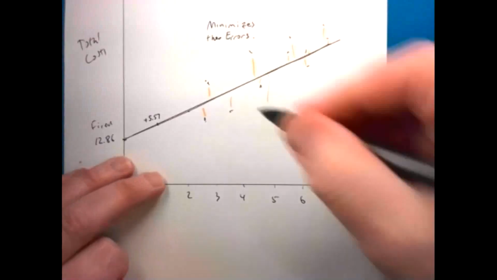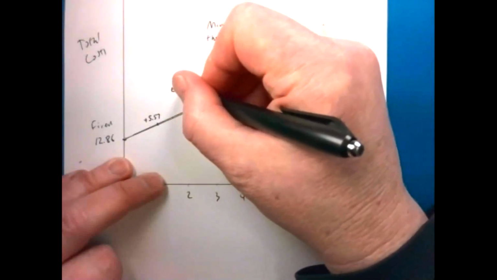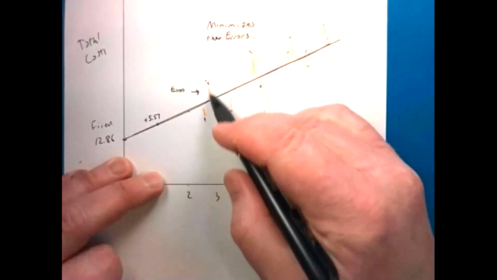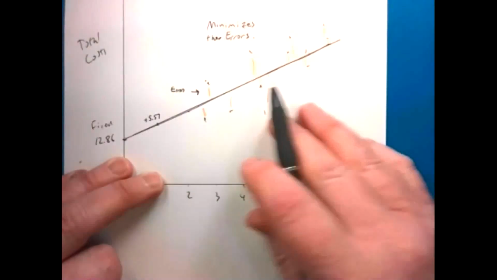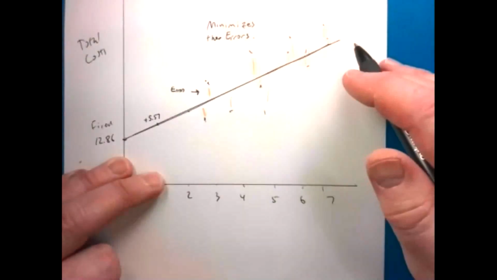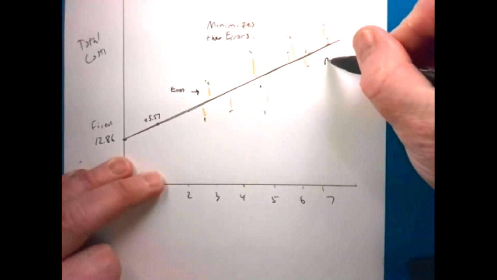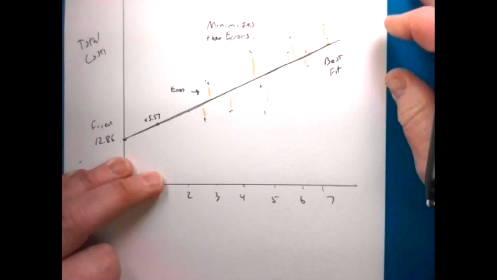So it minimizes these, and these are the errors in our estimate. These amounts are caused by, we don't know what they're caused by, but there's something else. So it minimizes these errors, and it'll get to the line that's called the best fit, to go through those.